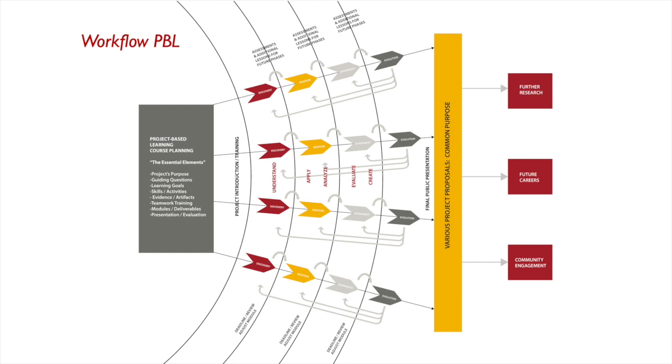Through the process of discovery, ideation, experimentation, and evolution, we go through higher order thinking skills of understanding, applying, analyzing, evaluating, and creating. Eventually, we get to the final public presentation. From that final public presentation, we find that although there was one way of starting the project under a particular theme, heading, or guiding question, there are lots of different potential solutions. These potential solutions all point to a general common purpose. From there, we know that these projects can evolve into further classwork, research, careers, or even community engagement.